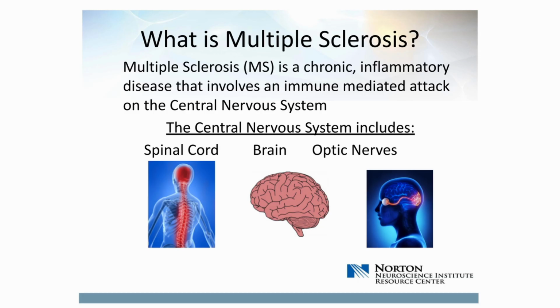In today's presentation, we will be discussing what MS is, the types of multiple sclerosis, and relapse management. Let's start with the most important question. What is multiple sclerosis? The definition is, multiple sclerosis is a chronic inflammatory disease that involves an immune-mediated attack on the central nervous system. The central nervous system includes the brain, spinal cord, and optic nerves.